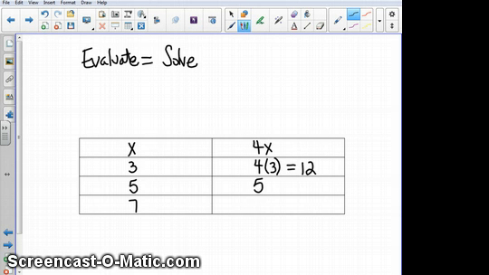We're going to plug in 5 for x, and excuse me while I write the problem backwards there. That's going to be 20. And then 4 times 7 equals 28.